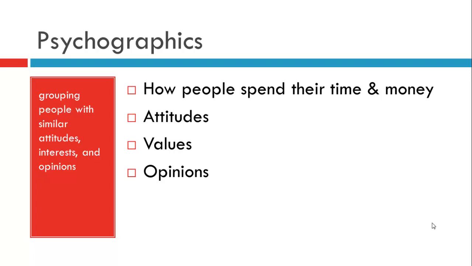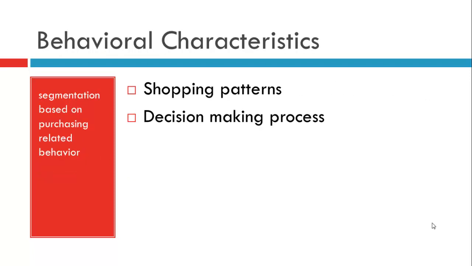Psychographics involve grouping people with similar attitudes, interests, and opinions, as well as lifestyles and shared values. Consumer lifestyles include how much people spend on their time and money. Attitudes, values, and opinions require research to learn more about a group's personality traits and motivation. These characteristics require marketers to use special research techniques. They need to learn more about each group's personality traits and motivation.